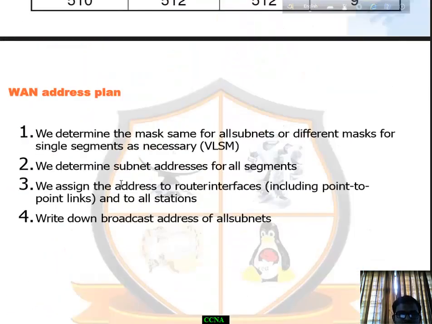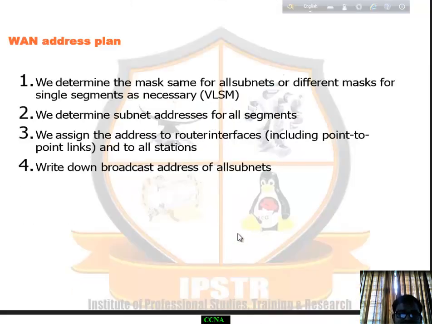Let's go to the address plan. We determine the masks, the same for all subnets or different masks for single segments as necessary, VLSM. This is variable length subnet masking, VLSM. We determine the subnet address for all segments. We assign the address to router interfaces, including point-to-point links, and to all stations. Write down the broadcast address of all subnets.